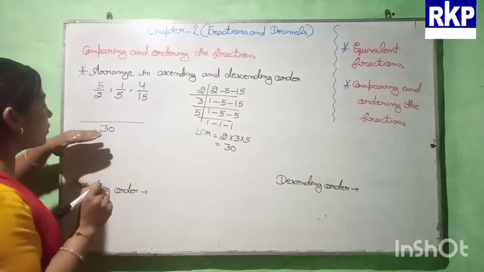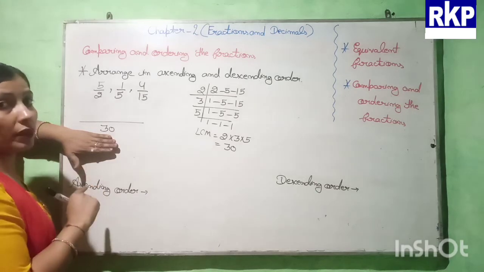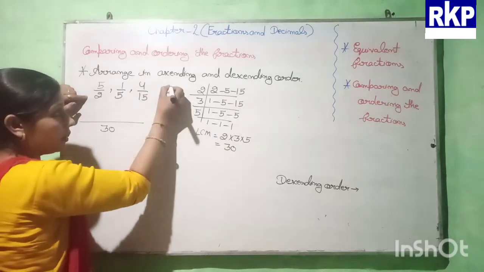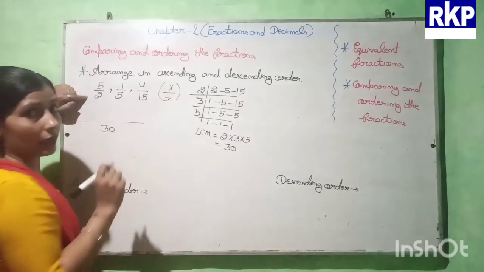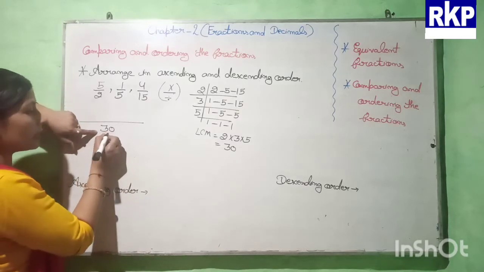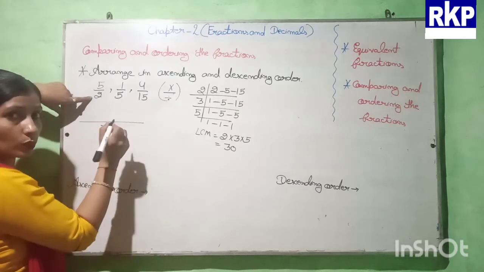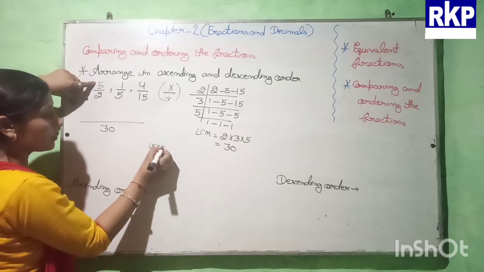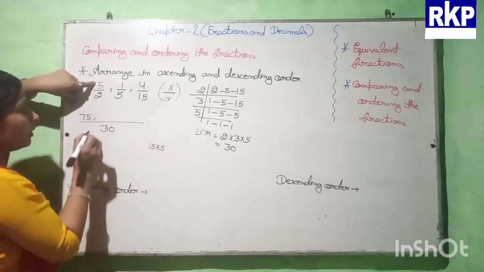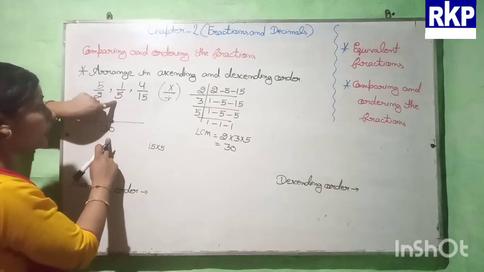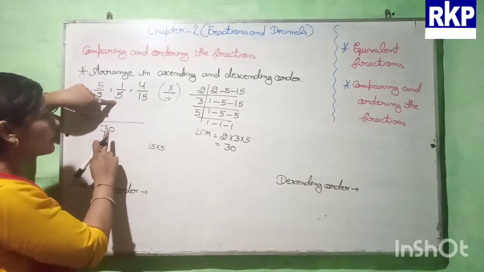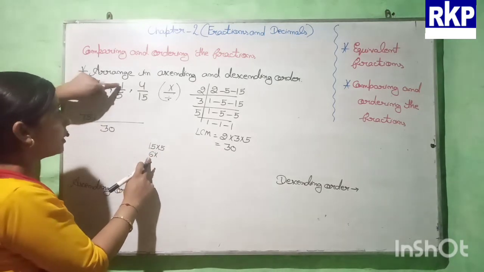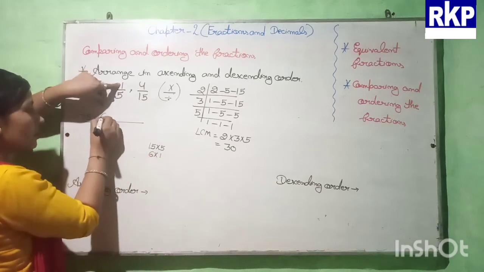Okay, and now we have to divide this LCM by the denominator, and then multiply with the numerators. So first we have to divide this LCM by 2, and we will get 15. Now 15 fives are 75. Now we have to divide this 30 by the denominator of the second fraction, and when we divide 30 by 5 we will get 6. Now we have to multiply this 6 with the numerator of this fraction. So 6 ones are 6.